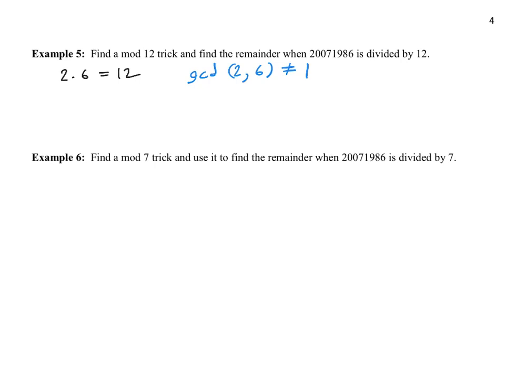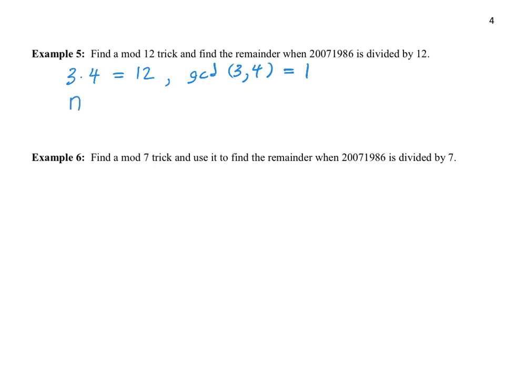However, we could pick 3 times 4 is 12, because 3 and 4 have no common factors other than 1, so the greatest common factor is 1. So now we know that we can combine the trick for 3 and the trick for 4 to give us a new trick for 12. So how does this work? We can take our number.